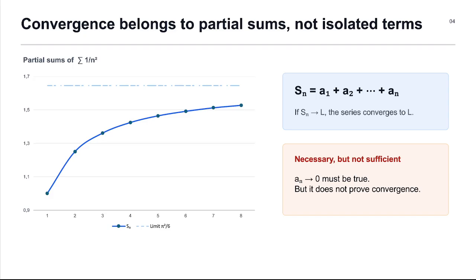However, we must remember an important warning. The condition that a sub n approaches zero is necessary, but it is not sufficient. If the terms do not approach 0, the series definitely diverges. But if the terms do approach 0, we still need another convergence test.